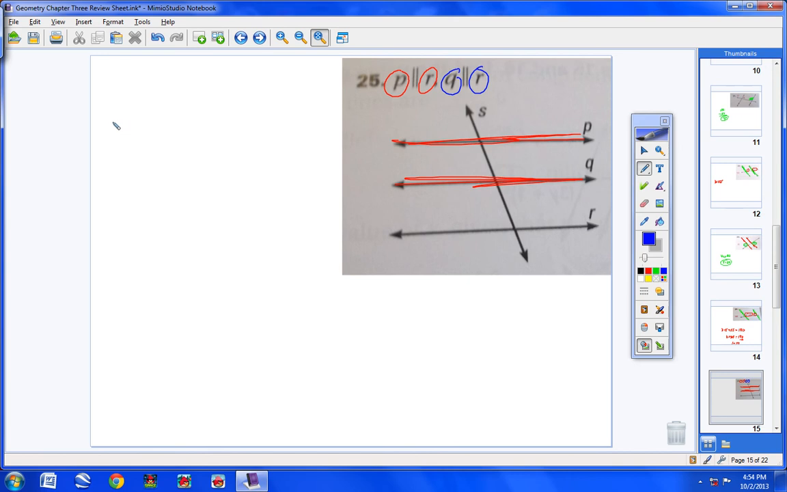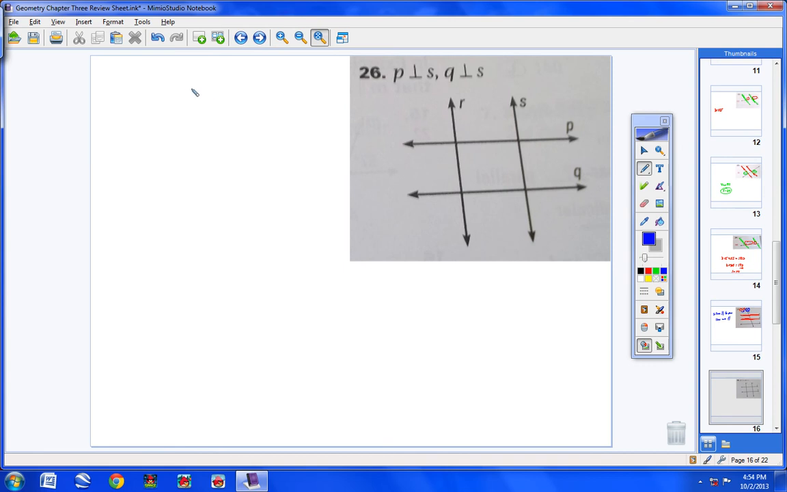You would just say two lines parallel to the same line are parallel. And that's what we have. P is parallel to R. Q is parallel to R. So P and Q are parallel to the same line. Thus, P and Q are parallel. So there we go. Moving on to number 26.